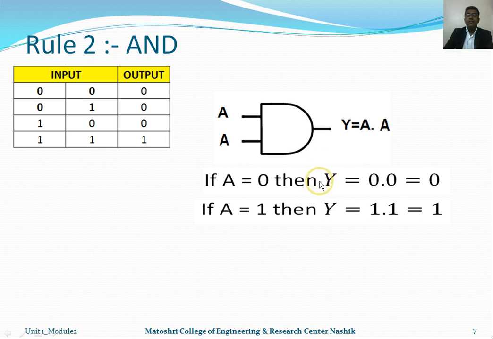It is clearly seen that the output Y value is 0, which equals the A input value. In the second case, the Y output value is 1, which equals the input value of A. Your Y is exactly the value of A. So the first rule of the AND rule is A ANDed with A equals A. Many times we call it A dot A is nothing but A. So this is very important.